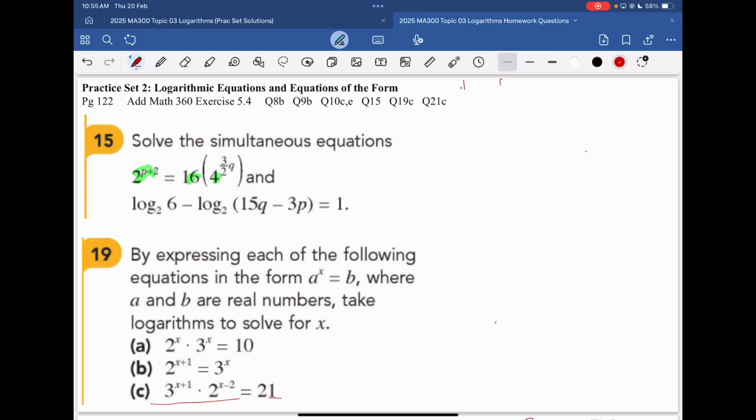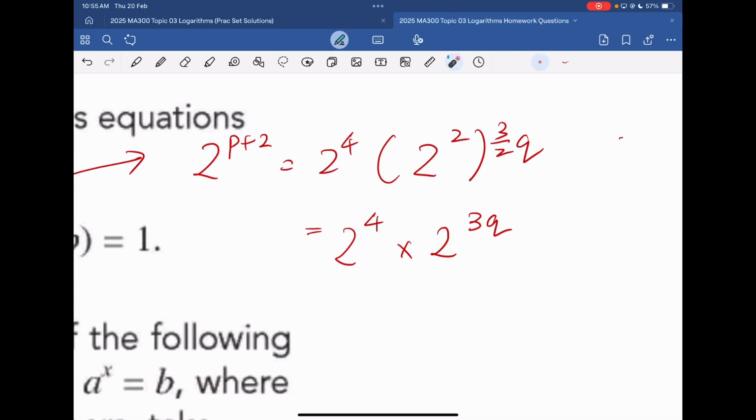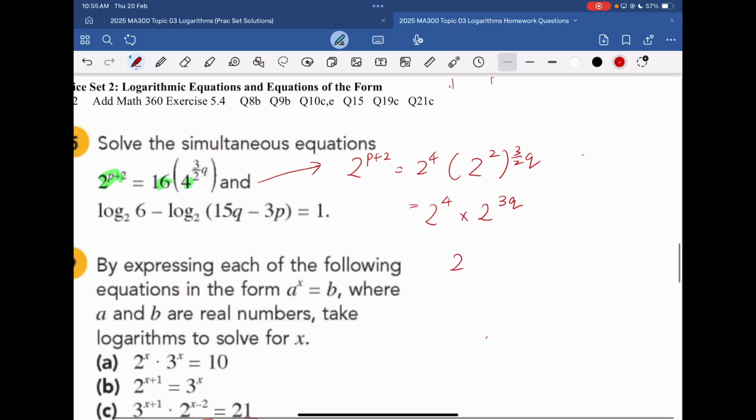Okay, so you look at this: 2 power p plus 2. 16 is the same as 2 power 4. Base 4 is the same as 2 power 2, so this is 2 power 3q. Zarissa, do I times or do I add? Times. Very good. So this is 2 power 4 times 2 power 3q. Then Joshua, 4 and 3q here, do I times or do I add? Add. Very good. So 2 power p plus 2 equals 2 power 4 plus 3q.